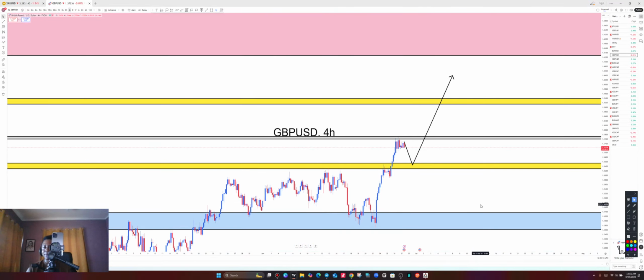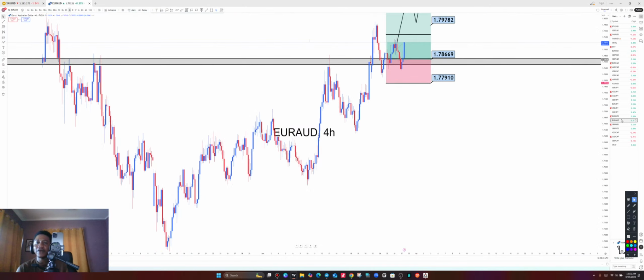Let's go to the next pair. Next pair in the comment section, EUR AUD. I'm seeing Mbema is saying EUR AUD. All right, let's go to EUR AUD.